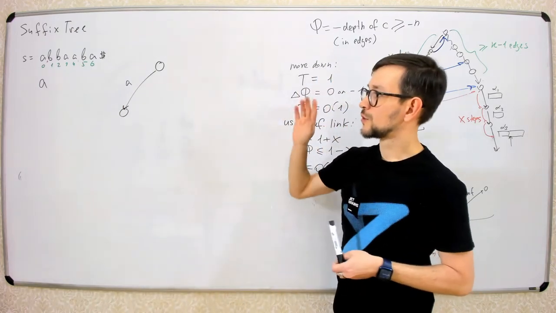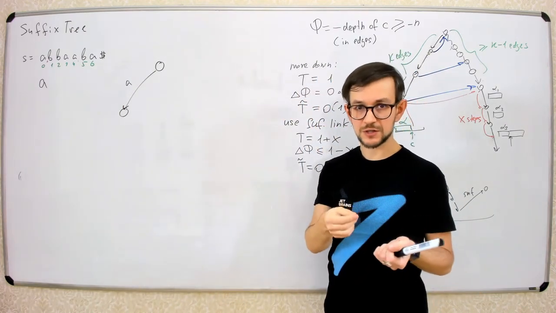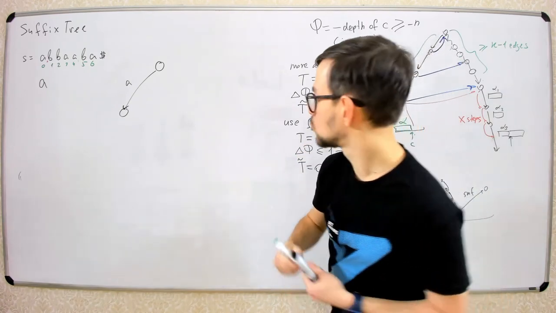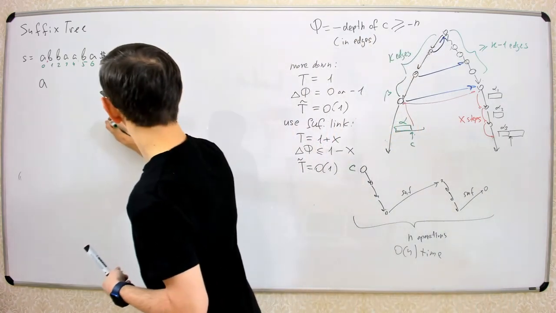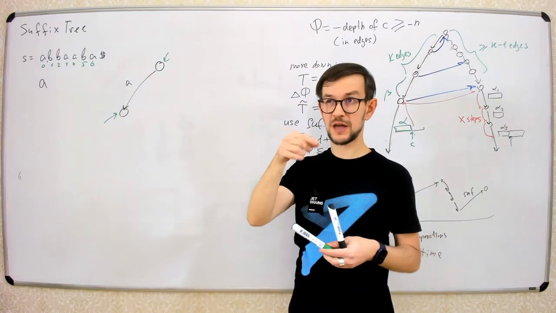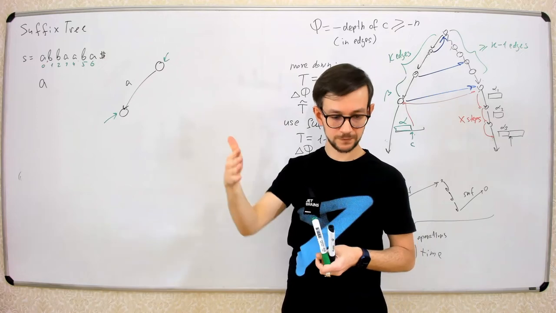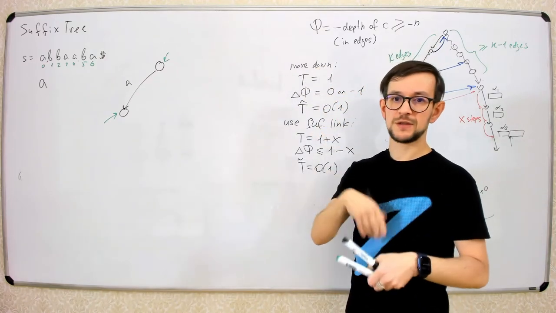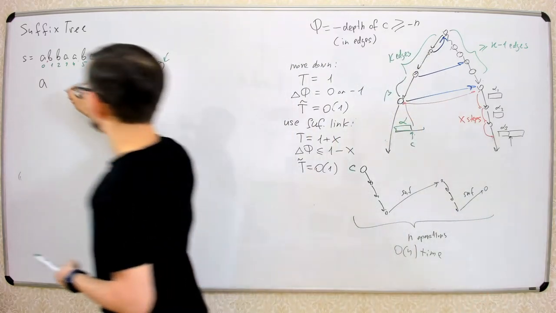Now, for the string A, you have two suffixes, the empty suffix and the suffix A. So you have two positions, this position and this position. These positions are the end points of your current suffixes. Now, what will happen if I add the next letter? So I add the next letter B.